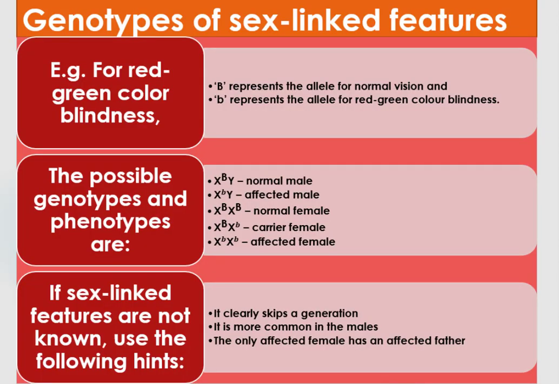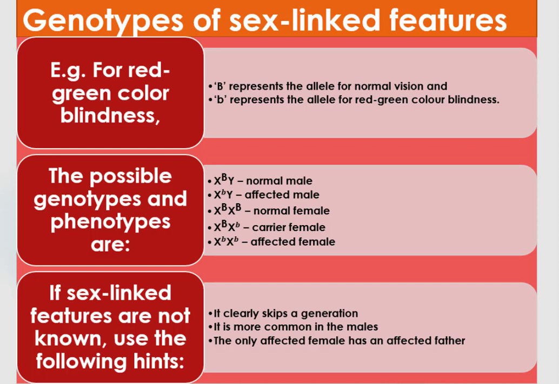Genotypes of sex-linked features. Let us take red-green color blindness as our example. Capital B represents the allele for normal vision and small b represents the allele for red-green color blindness, the recessive one. Possible genotypes and phenotypes are: X capital B Y, normal male; X small b Y, affected male; X capital B X capital B, normal female; X capital B X small b, carrier female; X small b X small b, affected female.